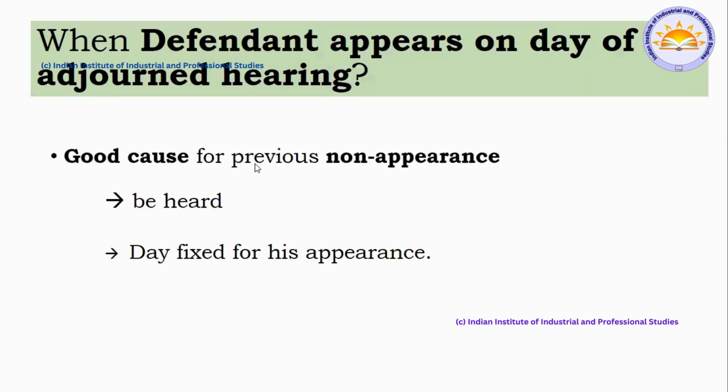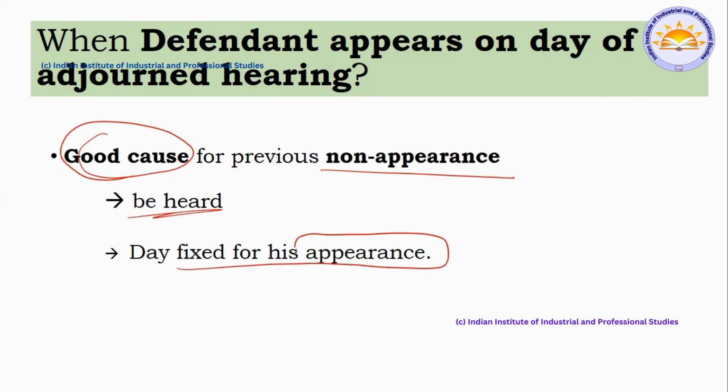Next, when the defendant appears on the day of the adjourned hearing. If there is a good cause for non-appearance, a day will be fixed for appearance and the hearing will be done. If the defendant appears on the last day of adjournment, then the defendant will be given another chance, provided that he satisfies the court.